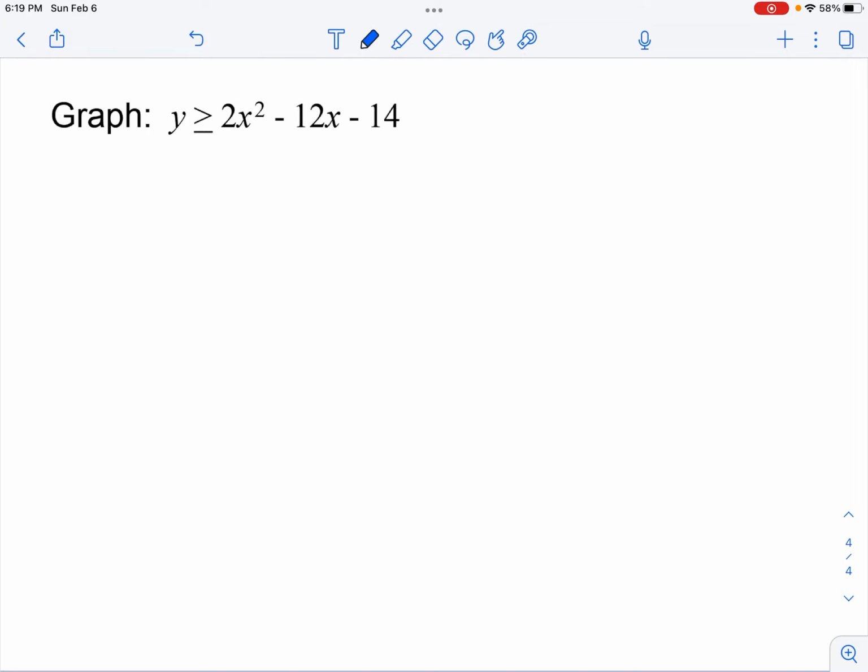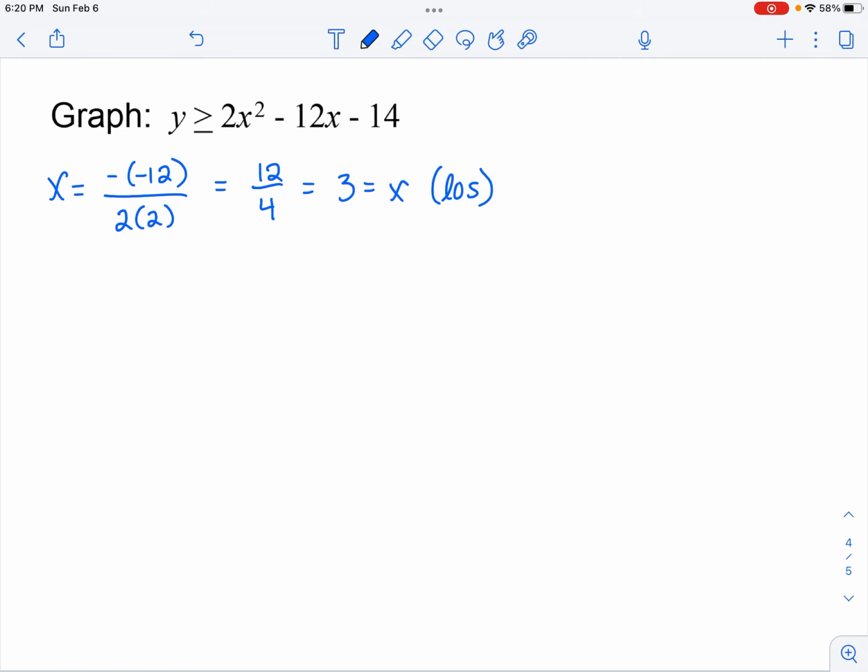So for our final example for graphing a quadratic inequality, we're going to do it from start to finish, all right? So we need to create the graph, then we need to decide on solid line or dashed line, and then do our shading. Okay, so the first thing I need is the vertex. So I'm going to start with x equals negative b over 2a, negative negative 12 over 2 times 2. So double negative is a positive. So we get our line of symmetry is at x equals 3.